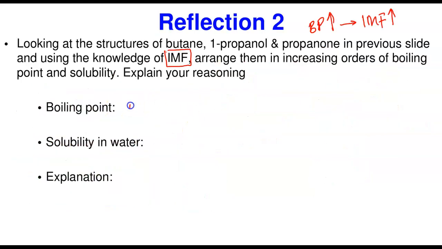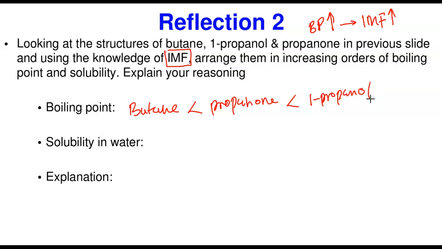So here, butane will be the least, followed by propanone in the middle, because remember, butane only has the dispersion force, or London dispersion force, LDF, followed by propanone. Propanone has dipole-dipole, and propanone is less than alcohol, which has all the forces including hydrogen bond, 1-propanol. This is the order. Butane is the least in boiling point, followed by propanone, and the highest is 1-propanol.